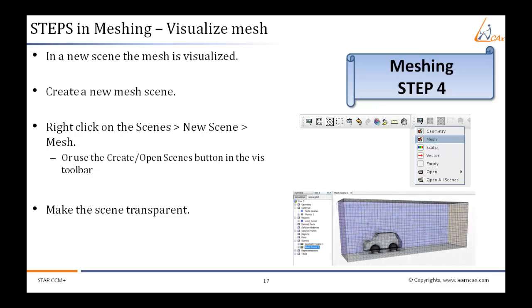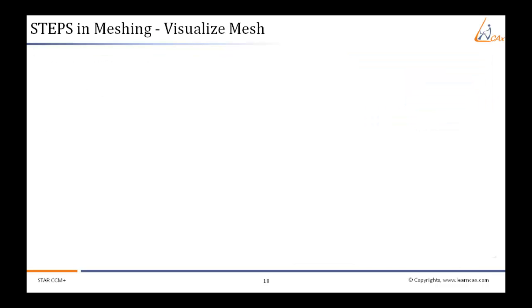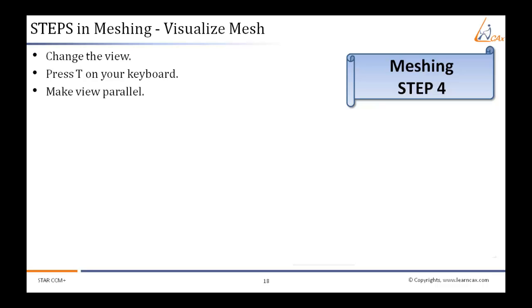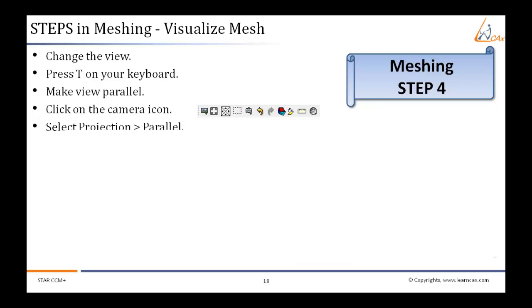We can also modify the scene and inspect mesh in detail and in various planes. We can change the view. For this, press T on your keyboard. T is a shortcut for top view in Z direction. Make view parallel. Click on the camera icon. Select projection and then parallel.